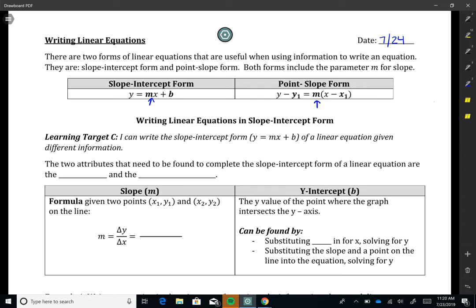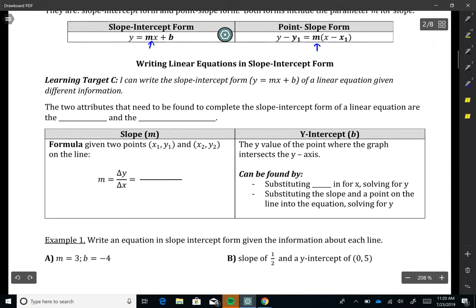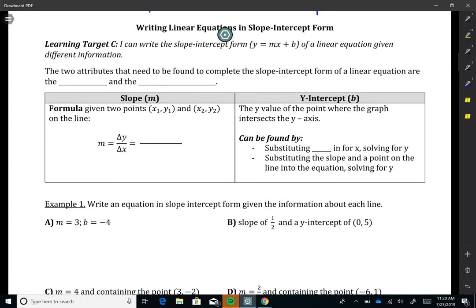We are first going to talk about slope-intercept form in this video. So our learning target for this video is I can write the slope-intercept form y equals mx plus b of a linear equation given different information. The two attributes that need to be found to complete the slope-intercept form of a linear equation are the slope and the y-intercept. Hence the name slope-intercept form.